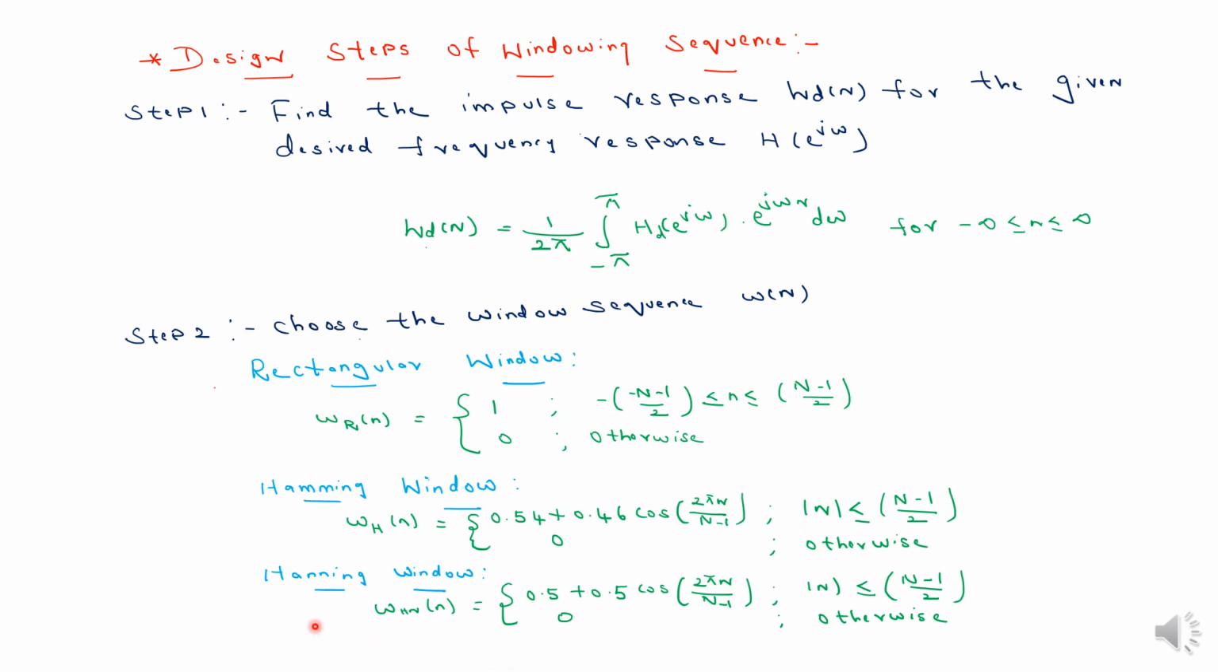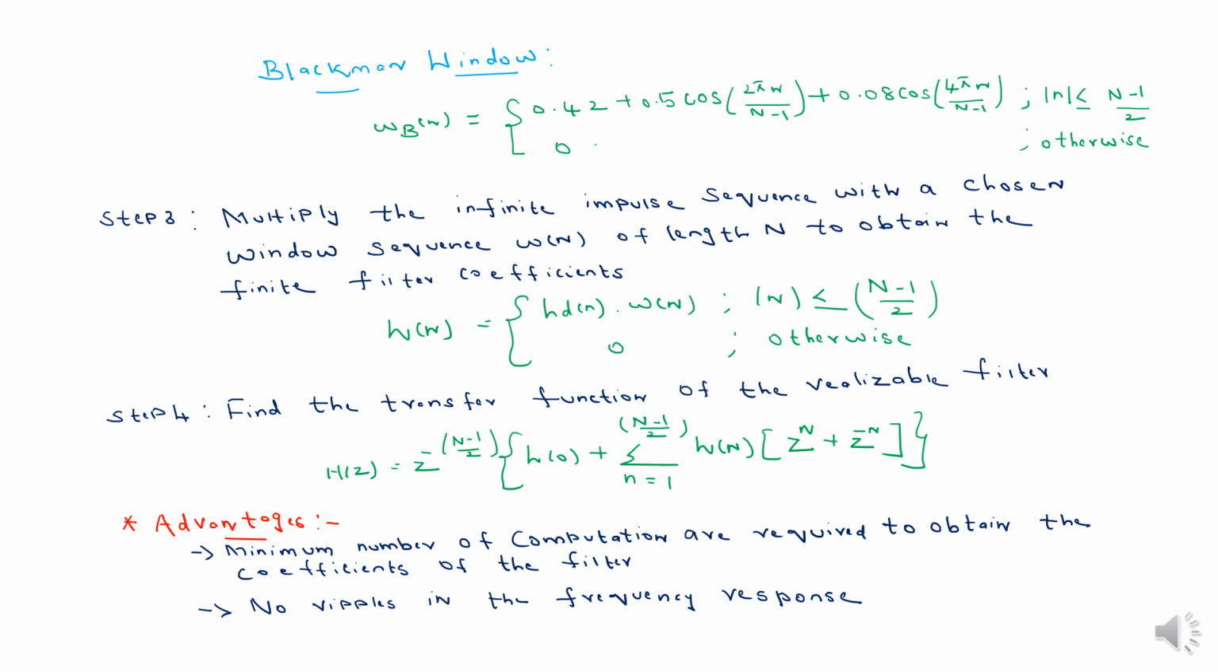Hanning window is given by w_h(n) equal to 0.5 plus 0.5 cos(2πn/(N−1)) for |n| less than or equal to (N−1)/2, and the value of the Hanning window sequence is 0 for all other values of n.